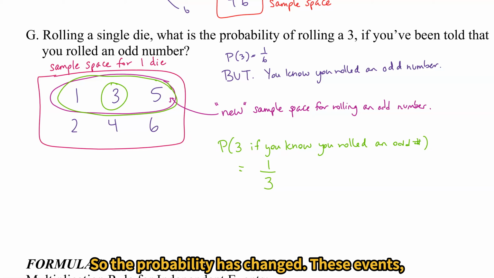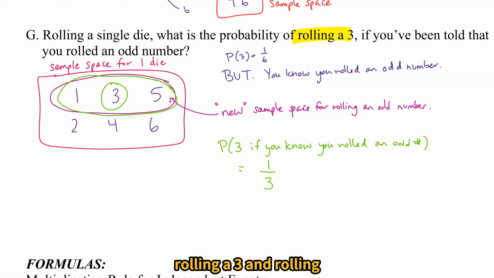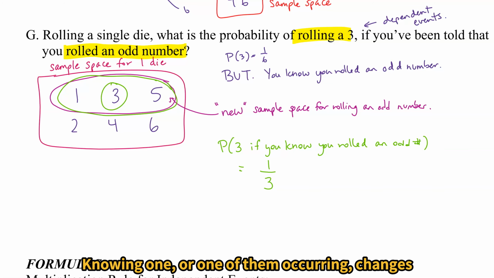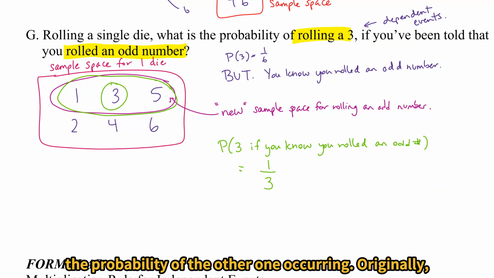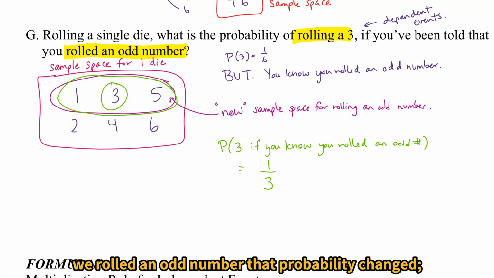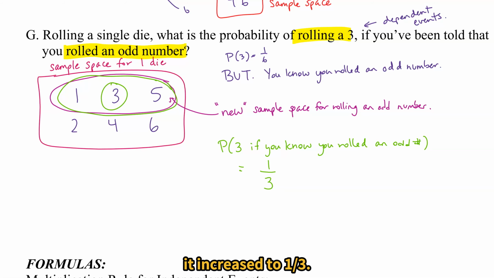These events, rolling a 3 and rolling an odd number, are dependent events. Knowing one of them occurred changes the probability of the other one occurring. Originally, the probability of 3 was 1/6, but because we know we rolled an odd number, that probability changed. It increased to 1/3. Okay.